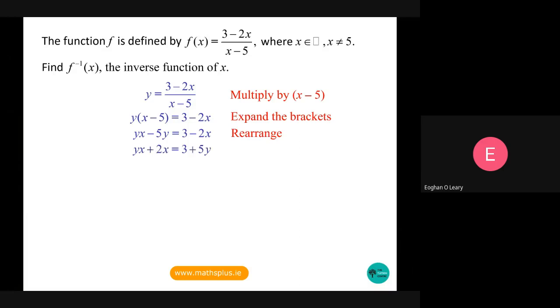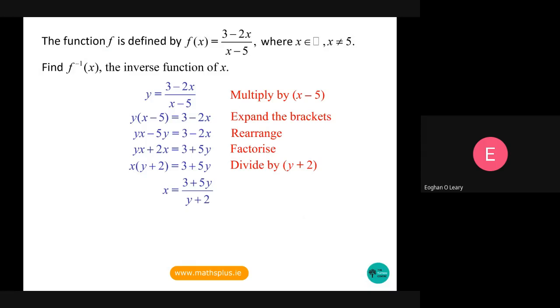You're going to rearrange. Okay, so now what have we got? Well, anything with an x term goes on the left hand side. We're going to factorize out our x: x times y plus 2 is equal to 3 plus 5y, and what we're going to do is divide both sides by the y plus 2. We're going to get 3 plus 5y over y plus 2.